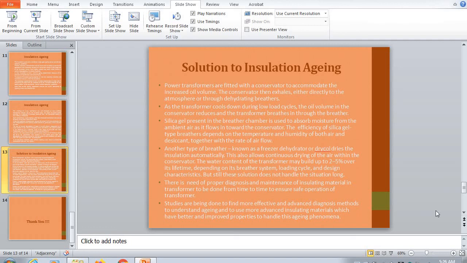So this was all about the types of insulating materials that we use in our transformer, the problems that they suffer due to insulation aging, and finally we have a discussion on the studies that are being made in order to tackle these solutions.